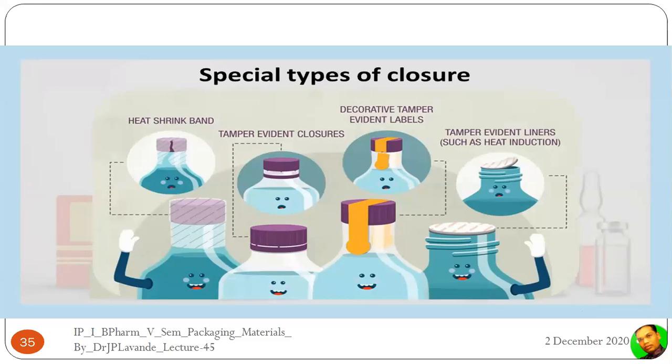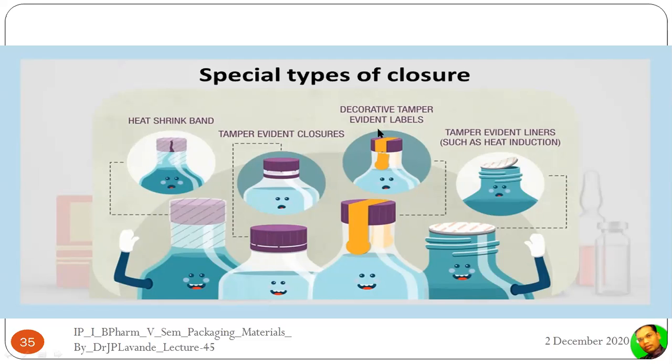Here you can see a picturized representation. This is the heat shrink band. You can see it completely wraps over the cap. Then there are the tamper evident closures. There is a cap and a lower rim which remains in association with it. Once it is opened or rotated, it will get completely separated from its attachment.